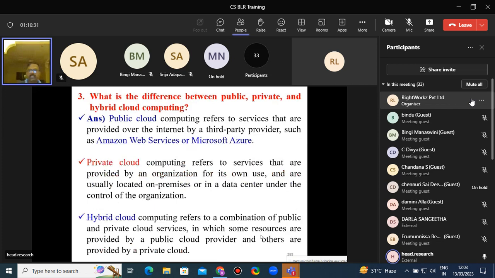Then what is the difference between public, private and hybrid cloud computing? Public cloud computing refers to services that are provided over the internet by a third-party provider such as Amazon Web Services or Microsoft Azure. Private cloud computing refers to services that are provided by an organization for its own use and are usually located on premises or in a data center under the control of the organization.